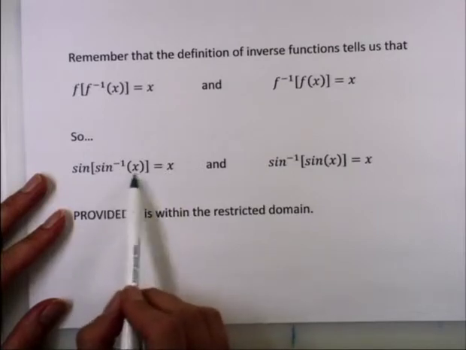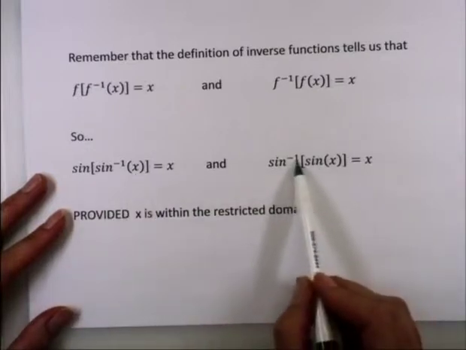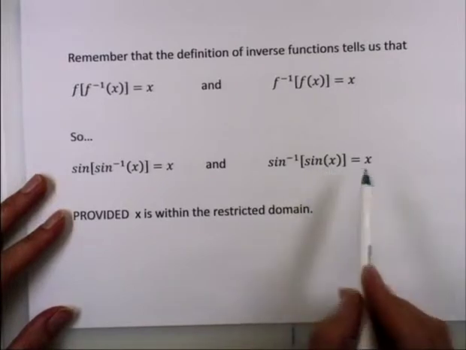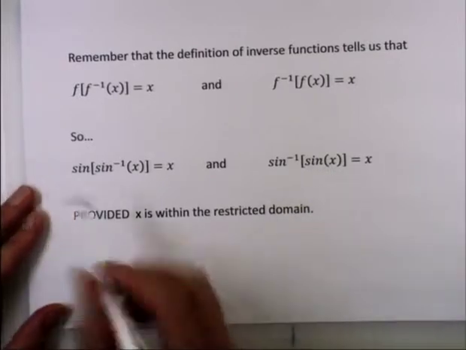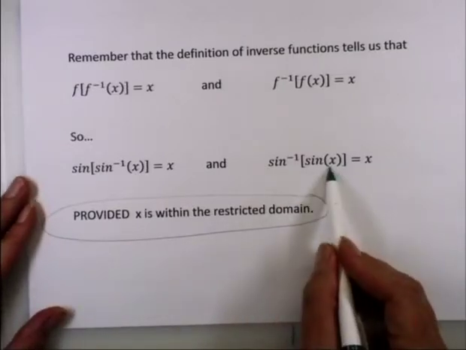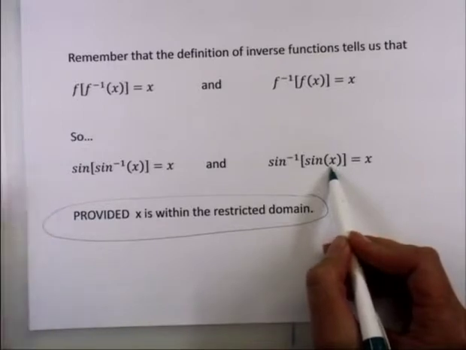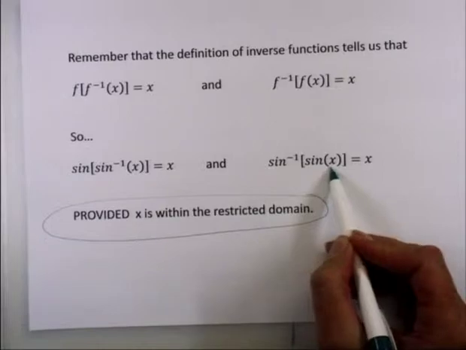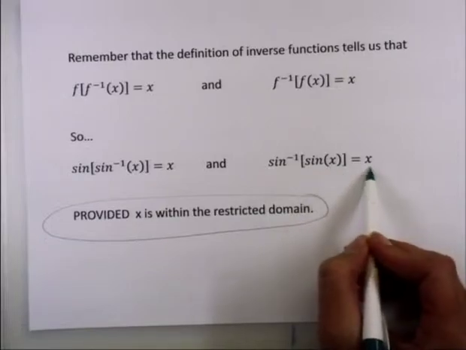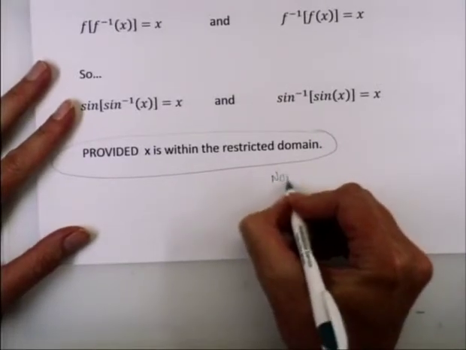Now remember, this represents the ratio. It has to be between negative and positive 1. On this one, the sine inverse of the sine of x equals x. This is true provided that x is within the restricted domain. Now if I were to put something like 120 degrees in here, 120 degrees is not in the restricted domain, and so it's not going to give me a value of 120. So I'm going to put down one example that's not true here. So this is not true.